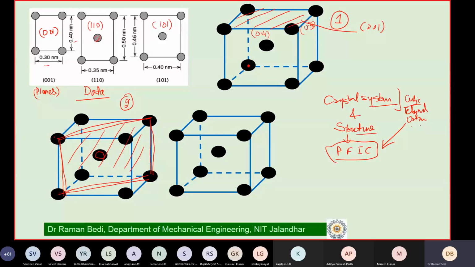Yes, sir. So what is this diagonal then? 0.5.